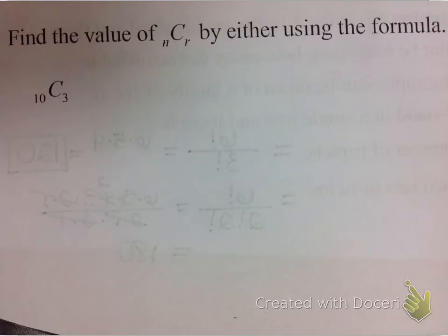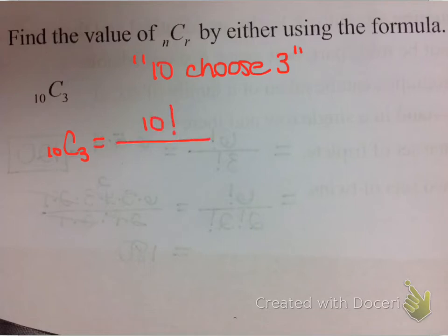Okay, so if I want to do 10 choose 3, that's the way that we say this, 10 choose 3. Okay, because I'm just randomly grabbing 3 things, order doesn't matter. Okay, so I'm going to set up the formula, and according to the formula, 10 choose 3 would be 10 factorial over 3 factorial times 10 minus 3 factorial.